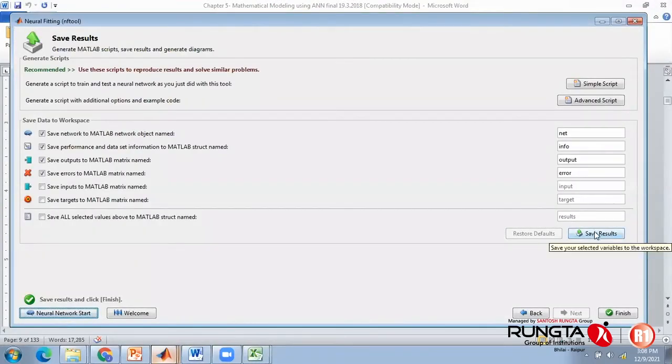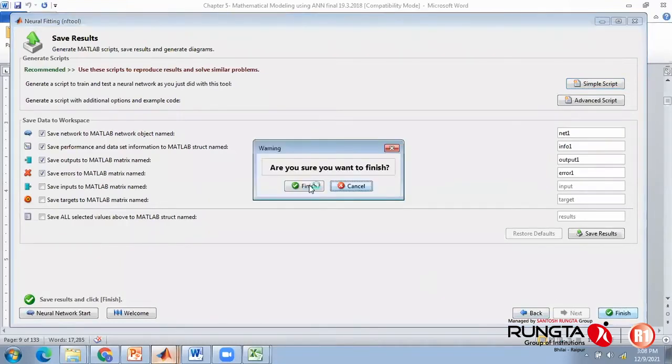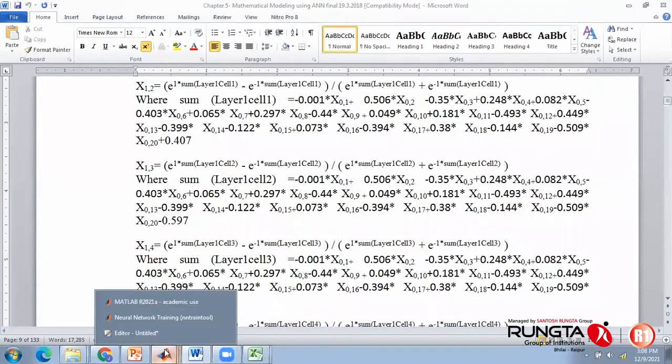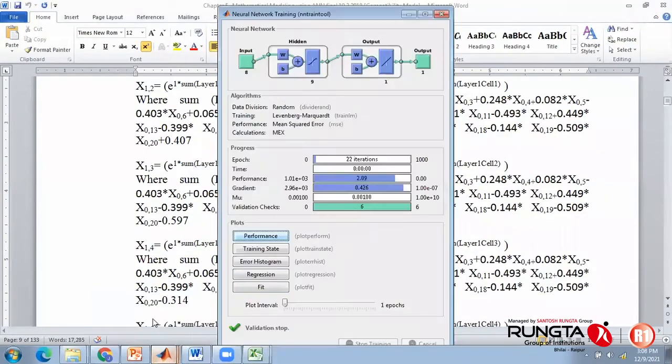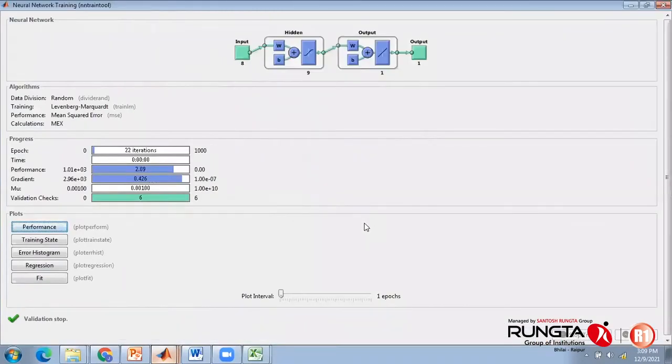So this is a tab for saving results. So let me put it, save results. So obviously results will be saved in the workspace, okay? And then finish it. Now training is done. I mean to say, the neural network overall terminology is done. Now I would like to interpret the results of the neural network, okay?